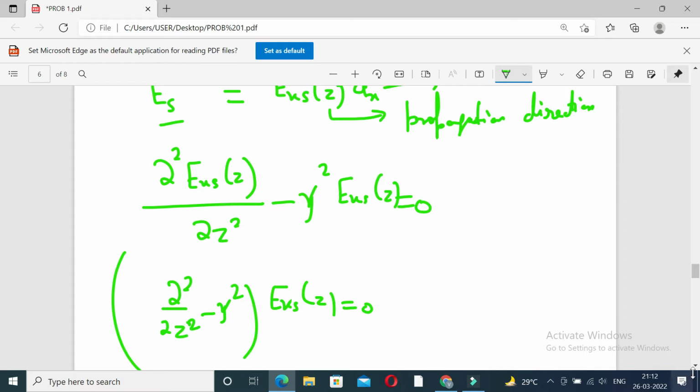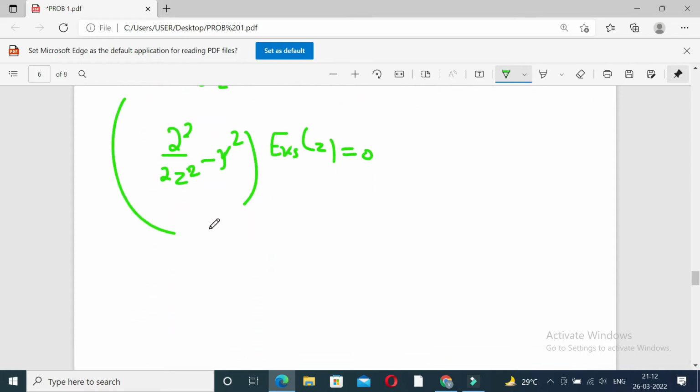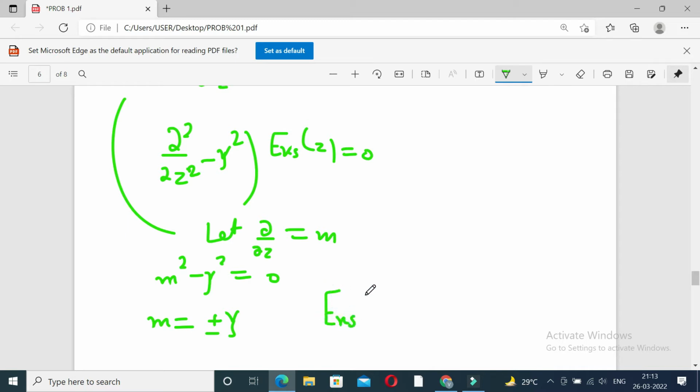Now we can solve. Let del upon del z be equal to m, so m square minus gamma square is equal to 0, and we get m is equal to plus minus gamma. Here two values of m are calculated. So Exs z is equal to E naught e to the power minus gamma z plus E naught dash e to the power plus gamma z.